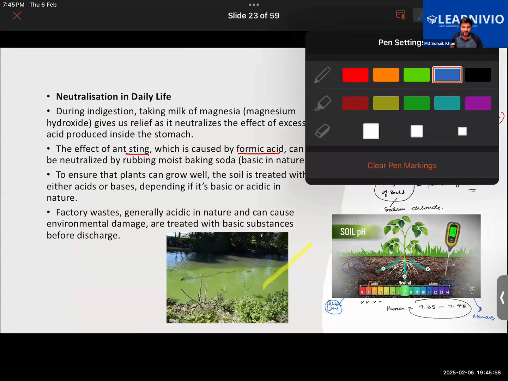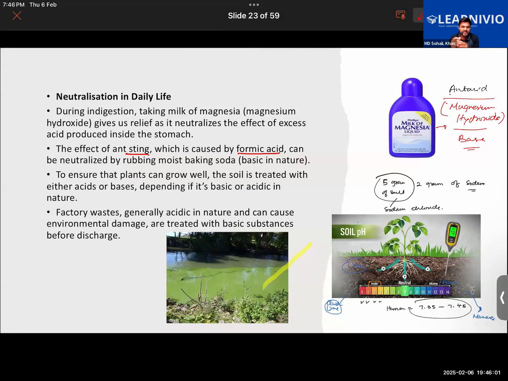Further, the factory waste that is dumped into water bodies can be acidic in nature. Before being released into the water body, it must be treated with basic substances to make it neutral. Otherwise, if acidic water were released into the water body, it would kill the living organisms, the aquatic plants and the fishes. So that is the neutralization reaction happening in our day-to-day life. Hope it is clear to you.